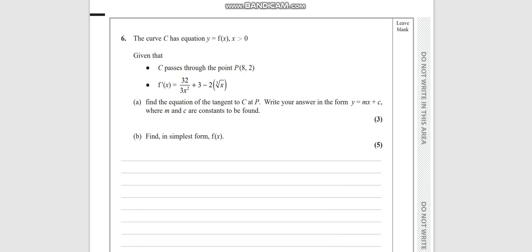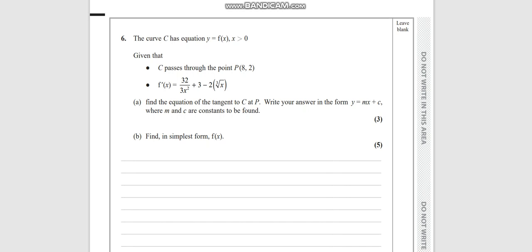The curve C has equation y equals f of x, and x is greater than 0. They have given us 2 points. C passes through the point P, (8, 2). So this point lies on the curve. And the next part is that f dash of x is equal to 32 upon 3x squared plus 3 minus 2 root of 3x. They ask us to find the equation of the tangent to C at P.